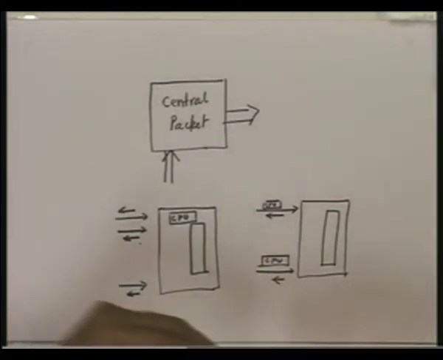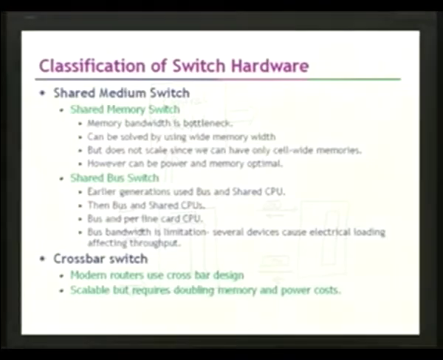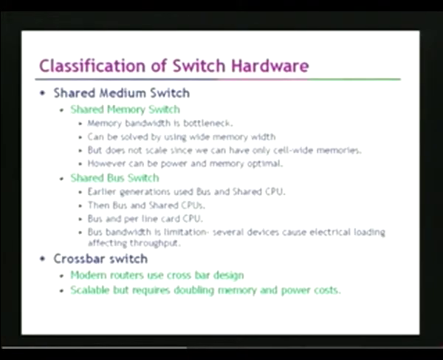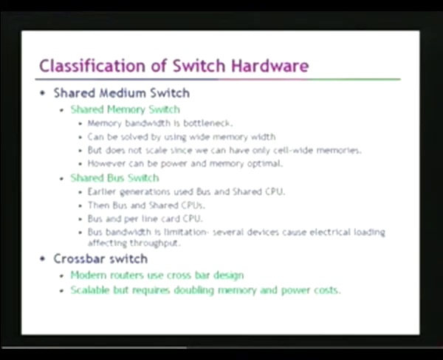If you look at it, in the shared memory switch, really the memory bandwidth is the bottleneck. However, you can solve the memory bandwidth problem by using a cell-wide memory width. What you can do is use a byte-wide or packet-wide memory bit, so that the entire packet can be written at once into the memory. Okay, so that is also possible to address the problem of the memory bandwidth bottleneck. However, this approach really doesn't scale, since we can have cell-wide memories only if the cell length is smaller. And as I already pointed out, it can be power and memory optimal.